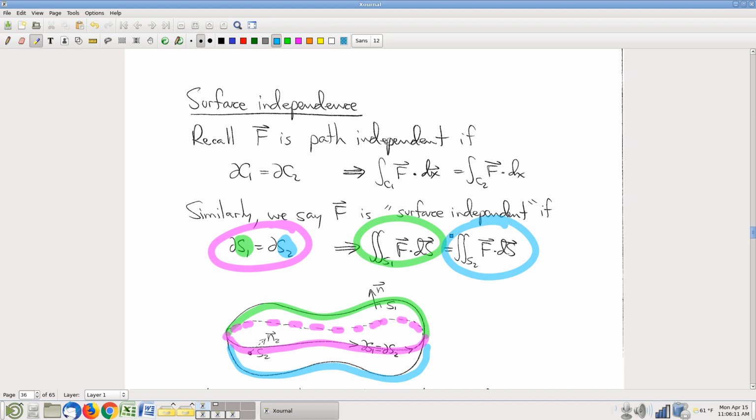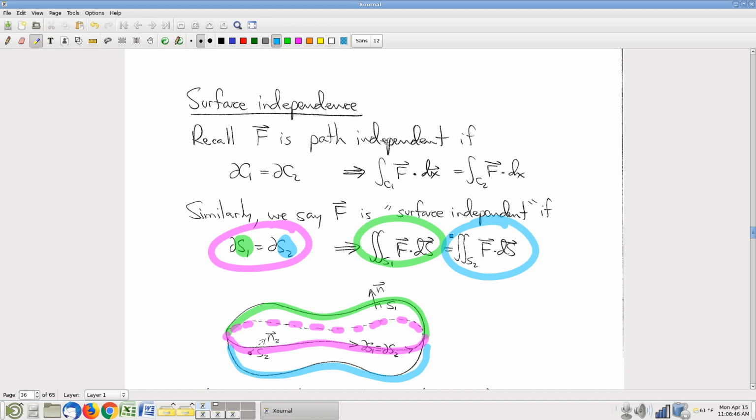Our vector field's got to do this magic trick for every surface that has the same boundary curve, but there's bazillions of them. I drew two here, but you look at that purple boundary curve, there's bazillions of surfaces that have that same boundary curve. This vector field's got to give the same flux through all of them. So that is a pretty impressive property for a vector field to have, if that's the case. So, strong analogy with path independence.